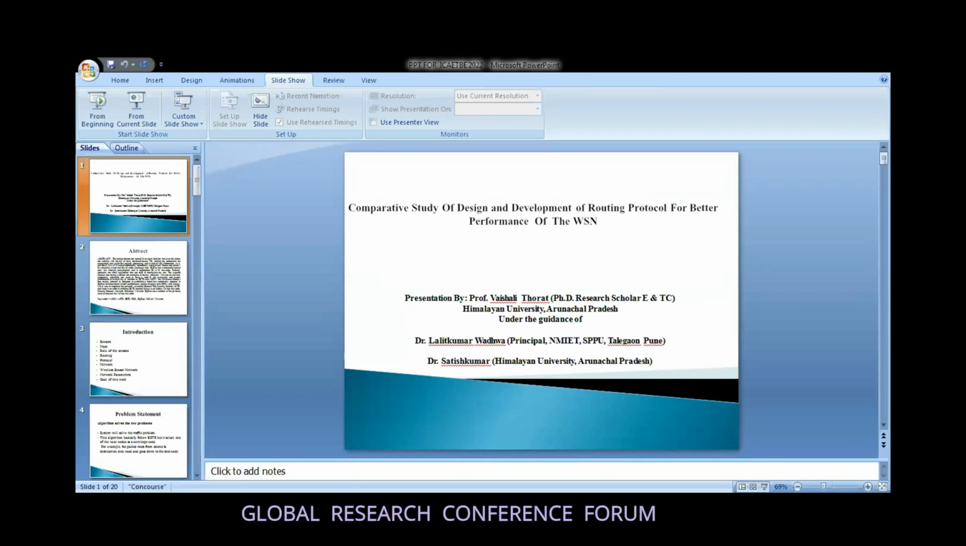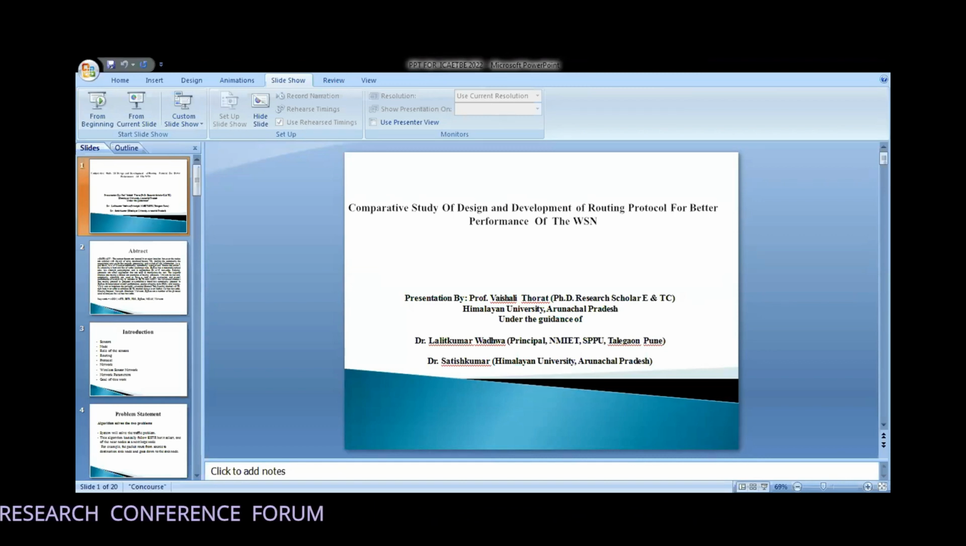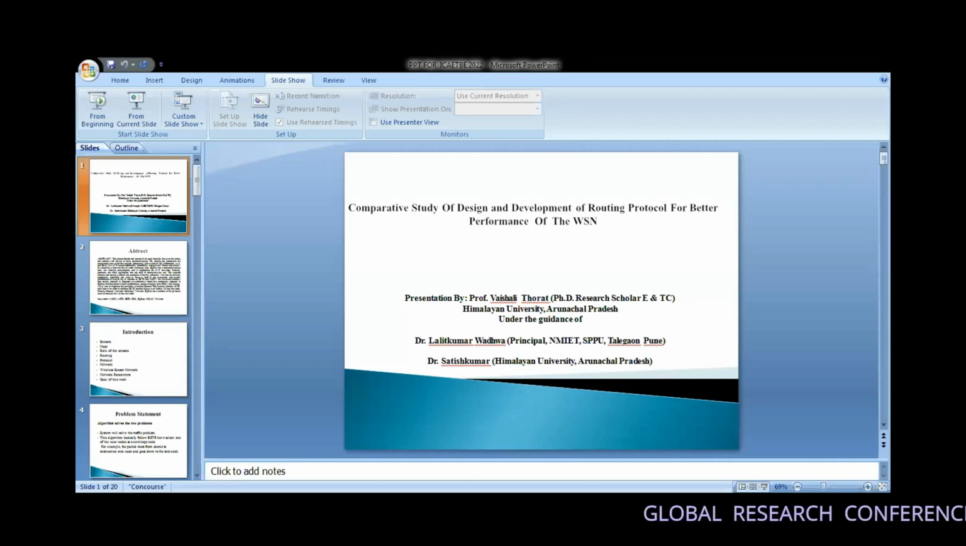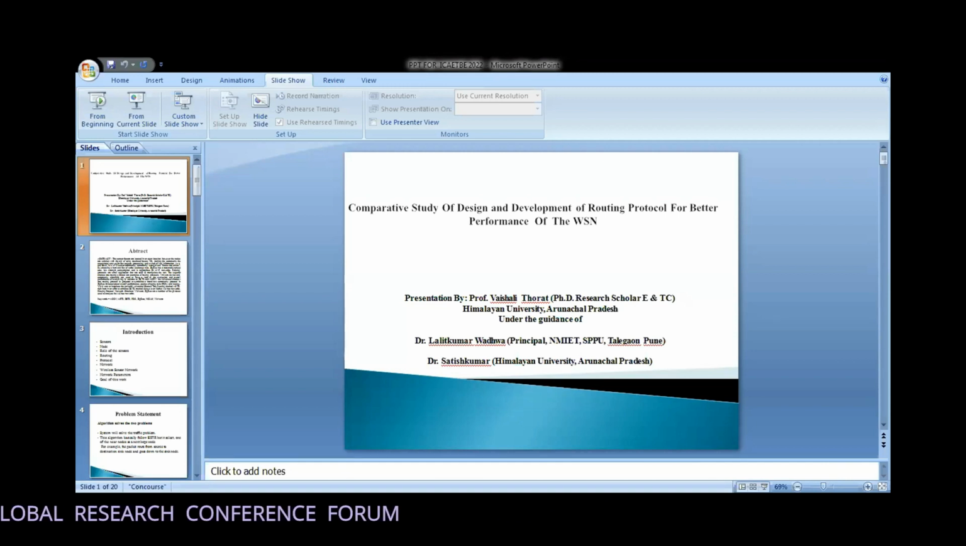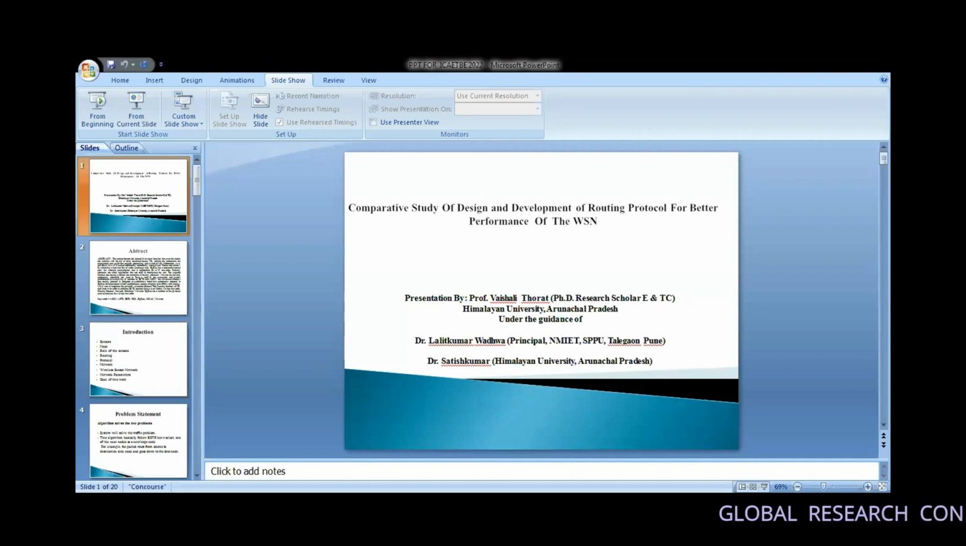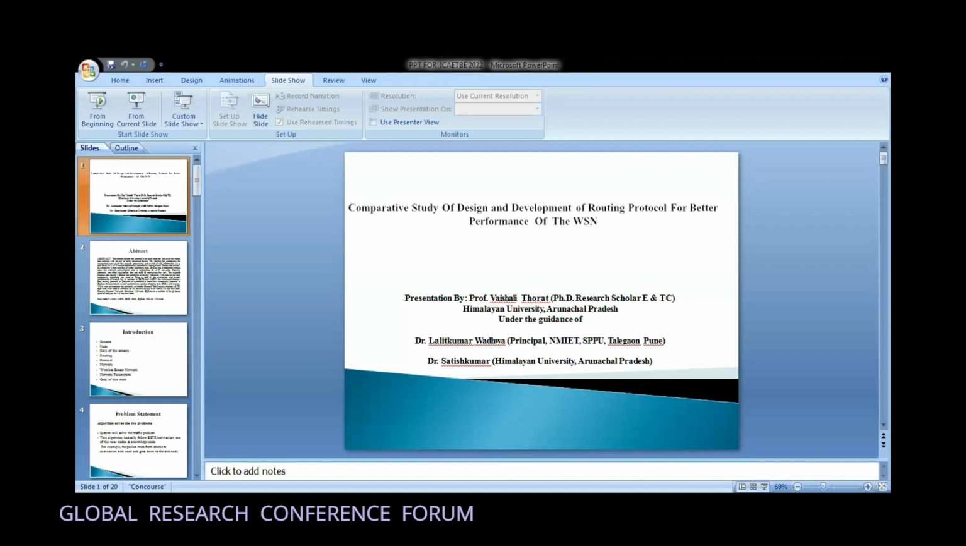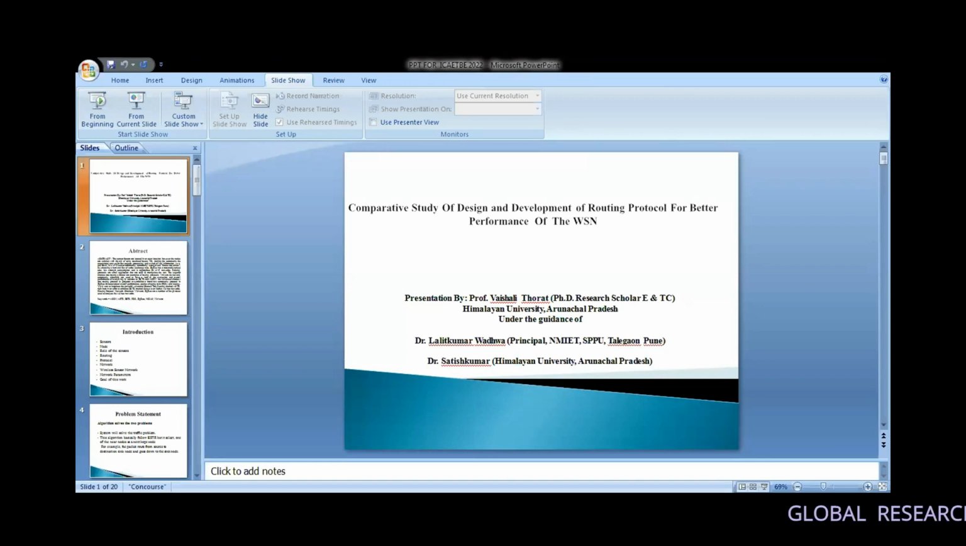So these are the keywords: AODV, that is ad hoc on demand distance vector routing, and extended shortcut tree routing. These two protocols are compared, and the third one is invented, or we can say we search for the third routing protocol, that is ASTR, advanced shortcut tree routing.